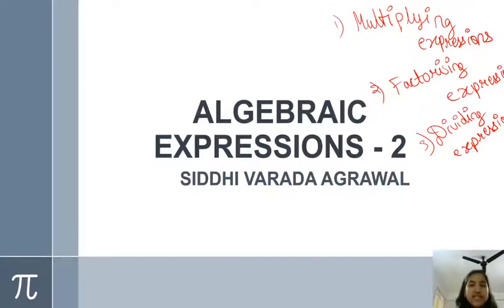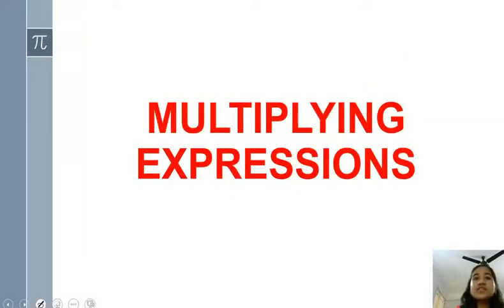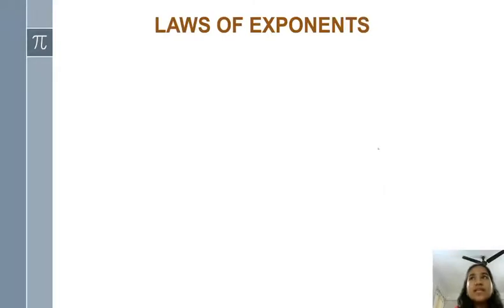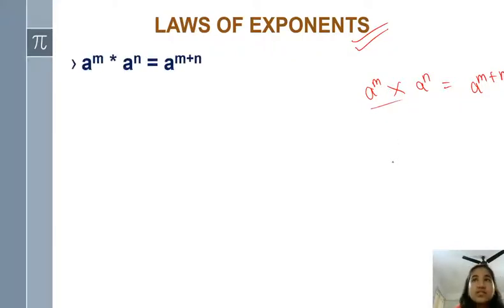So let's proceed. The first is multiplying algebraic expressions. For multiplying expressions, we must keep a few basic concepts in mind. Those are the laws of exponents. I hope you are already aware of what the laws of exponents are. For example, I hope you all know that a to the power m into a to the power n is equal to a to the power m plus n. When the base is the same, that's the case, and when there are different bases, what's the case? So this is the first law.